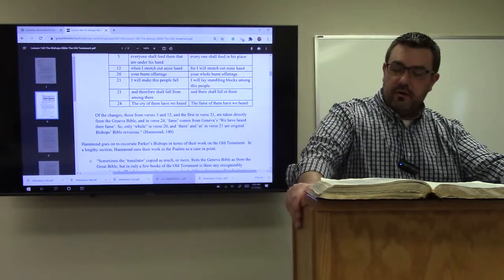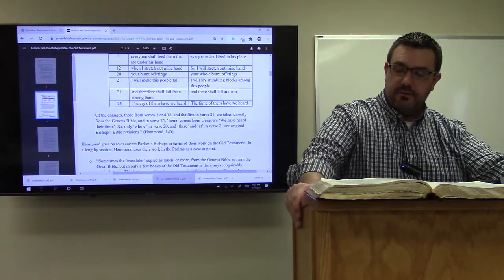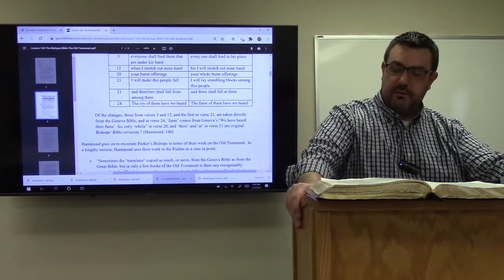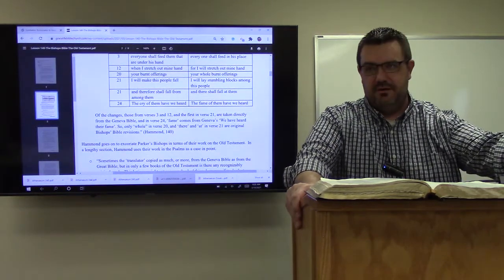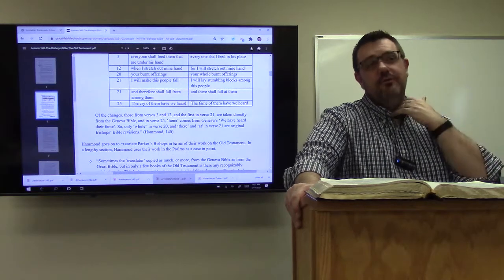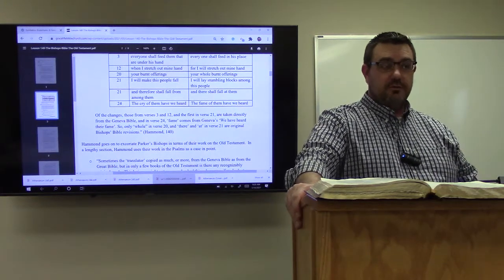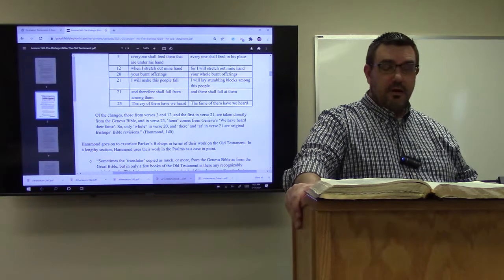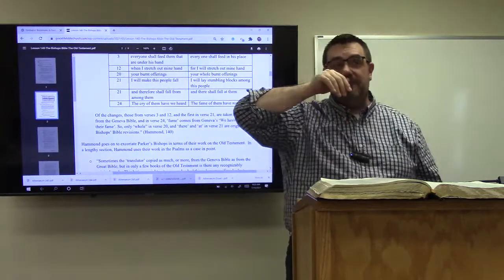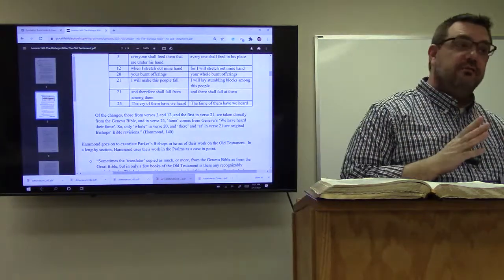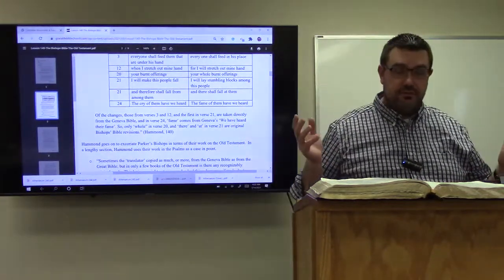And in verse 24, the word fame comes from Geneva's, we have heard their fame. So only the word whole in verse 20 and there and at in verse 21 are original Bishops' Bible revisions. So is the Bishops' Bible, especially in the Old Testament, basically following that first rule to reproduce the Great Bible unless there's a reason to change it? And even in the places where they are altering the Great Bible, they are very often altering it in accordance with the Geneva Bible. Now, I know that can get a little bit confusing. Does anybody have any questions?